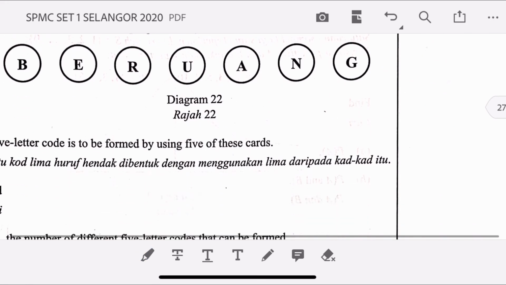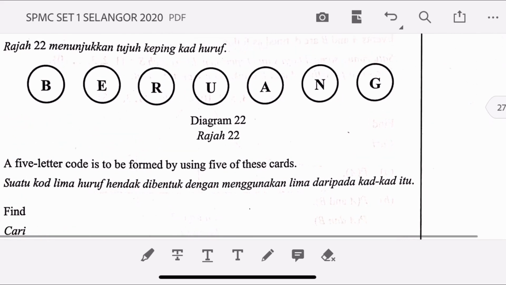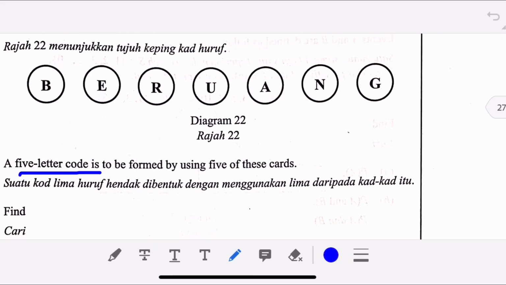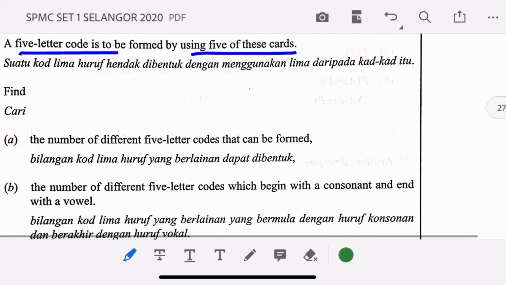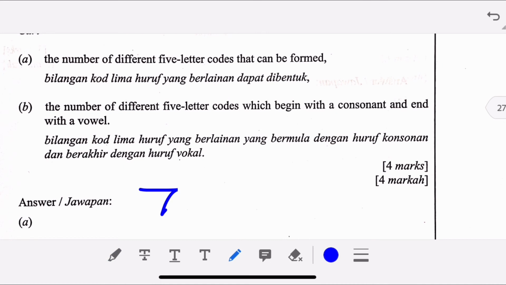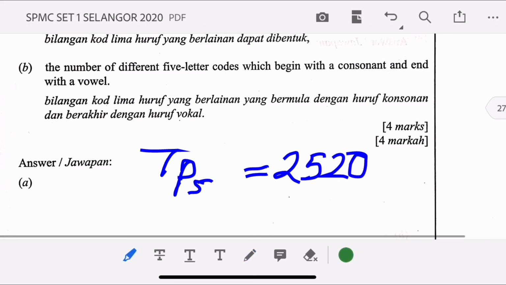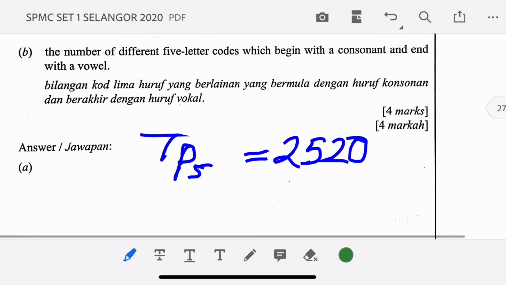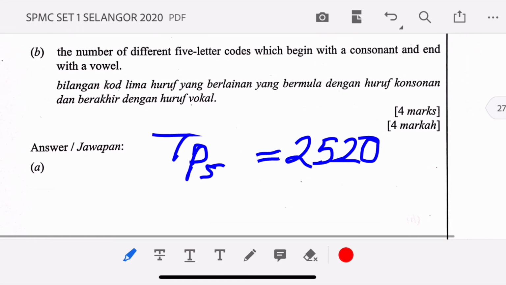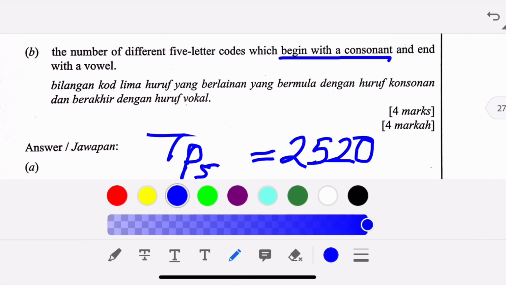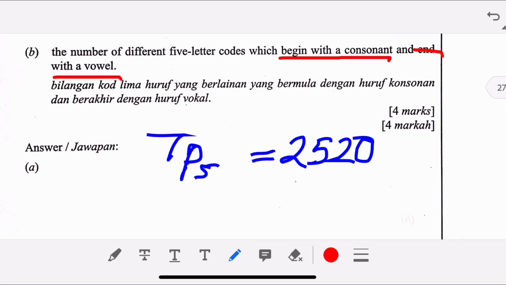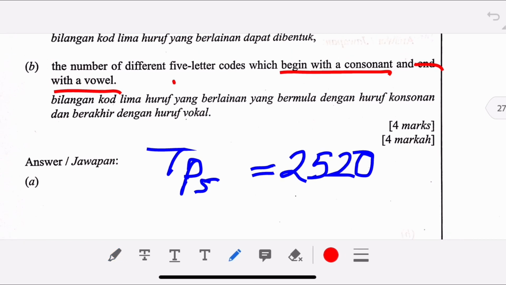Okay, finally we will have permutation. You have a 5 letter code to be formed by using 1, 2, 3, 4, 5, 6, 7. For part A it is 7P5, which is equivalent to 2520. And the number of different letter codes which begin with a consonant and end with a vowel.